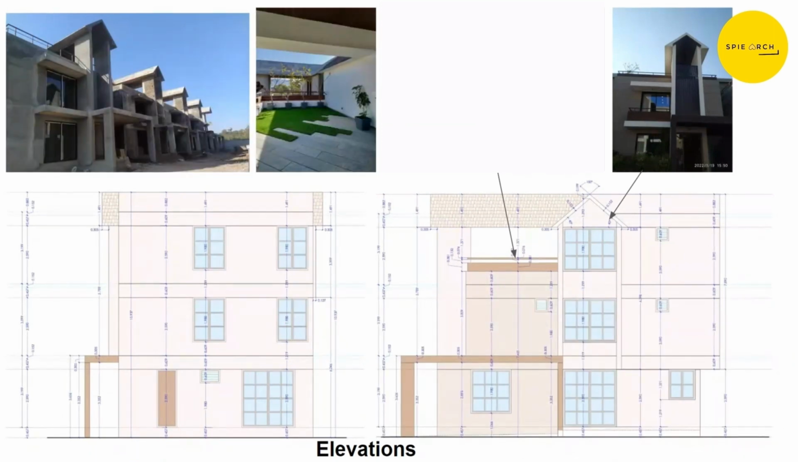These are some of the views of its balconies and the facade. The elevation on the left side is the backside elevation, and on the right is the front side elevation. Next.